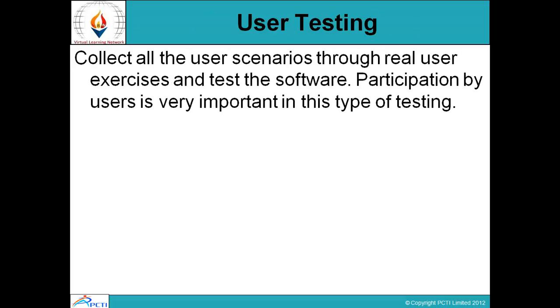Next is user testing. In user testing, all the user scenarios are collected, and real users exercise and test the software. Participation by the user is very important in this type of testing. The user requires everything to be according to the user's needs. The user exercises and tests the whole software, and participation of the user is very important for user testing, as its name implies. So the user tests according to his level whether what he is getting is correct or not. So here it is checked at the user level also.